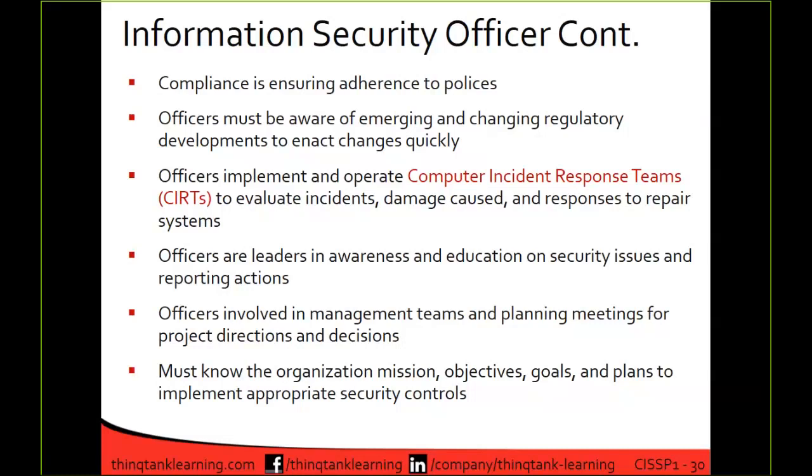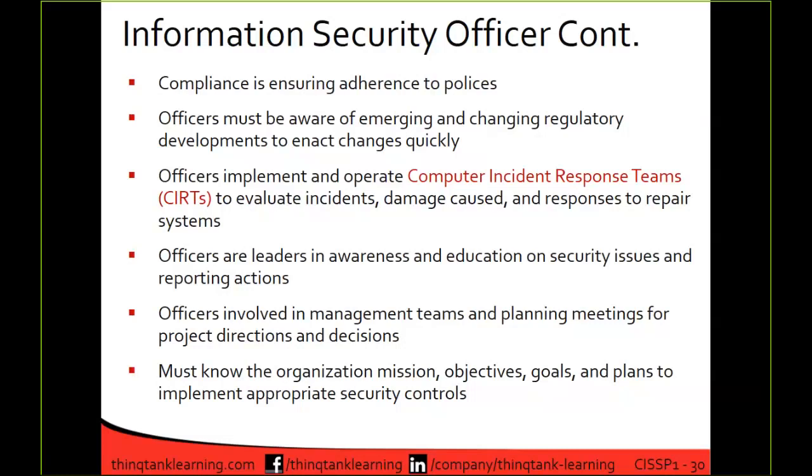Officers are leaders in awareness and education on security issues and reporting actions. Same thing I've been saying over and over again. Your goal as a security officer is to make people aware of your perspective as a whole, a macro perspective, not a micro perspective. Officers are involved in management teams and planning meetings for project directions and decisions. Again, from the security perspective, not from a business objective perspective. And then you have to know the organization's mission, objectives, goals, and plans to implement appropriate security controls.